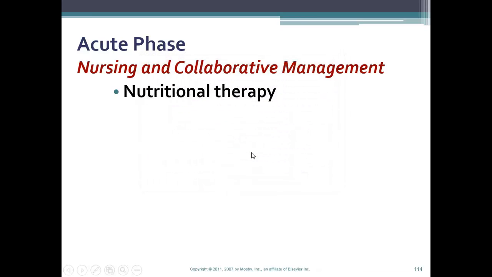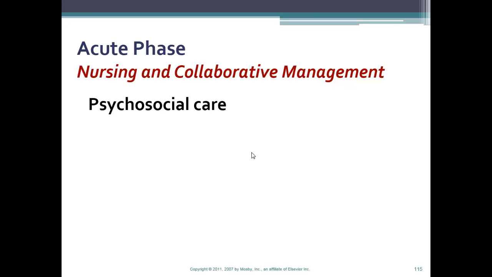So nutritional therapy, again making sure that the diet is high in protein, high in carbs. Try to incorporate the patient's favorite foods if you can. Make sure that daily weights are being done. Get a social worker involved.